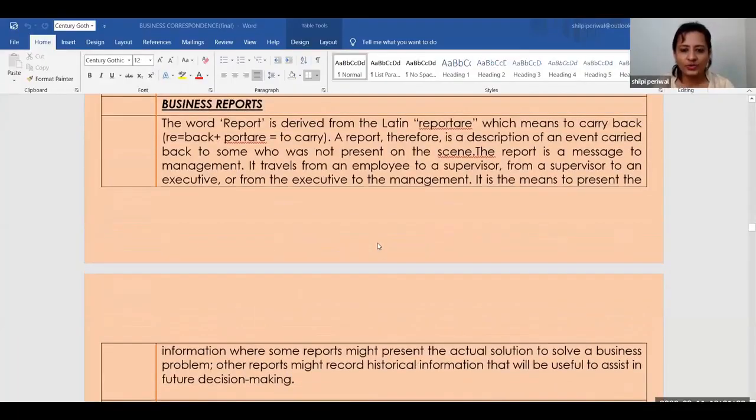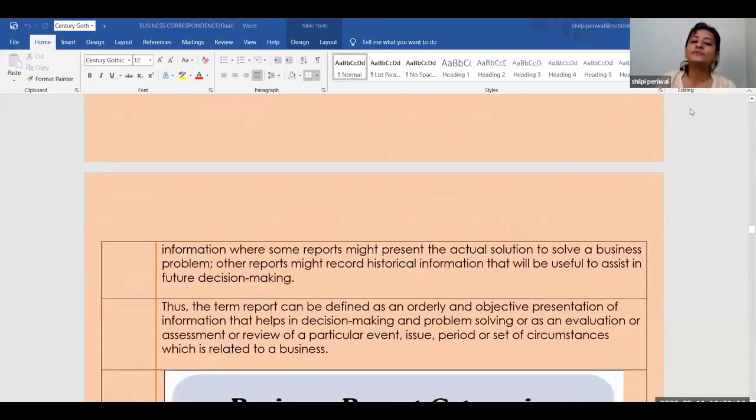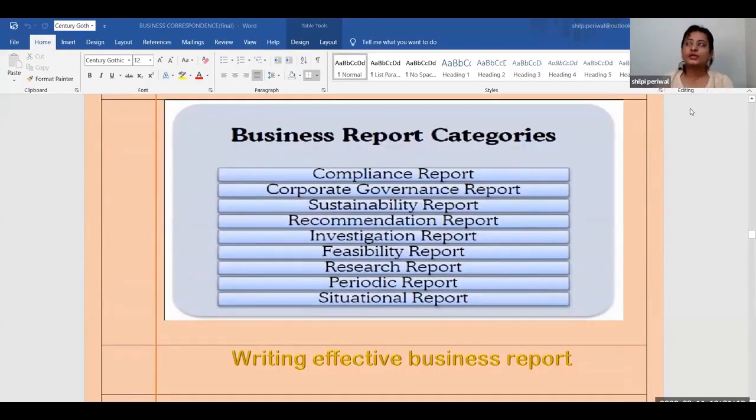I wanted to pick one or two sentences over here. The report is a message to the management. It travels from an employee to a supervisor, supervisor to executive, and then to the management. A lot of times, the top level people attend conferences and all that. So they send their juniors and executives to go and then come back and tell what all they learned over there, what all happened over there. So that is like a business report. They have to write down, type down everything they learned over there, what they saw, and that is known as a business report.